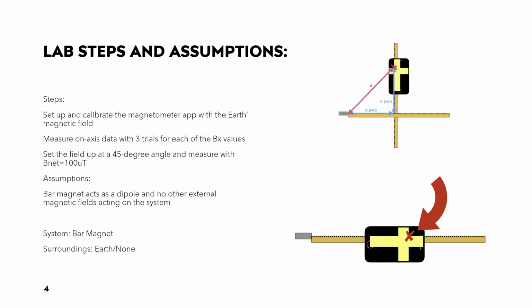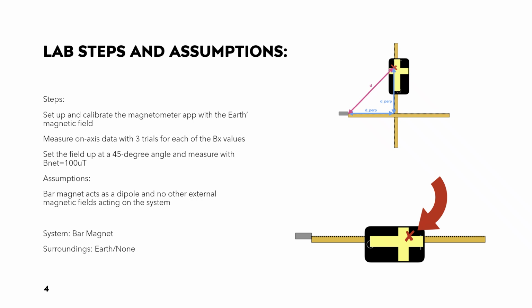The setup for this lab was to set up the Magnetometer app, align it with the Earth's magnetic field so that it's not interfering with the data collection, then measure 3 trials with different magnetic values at different distances, and then set up a 45-degree angle and figure out what the distance was when it's 100 microteslas.